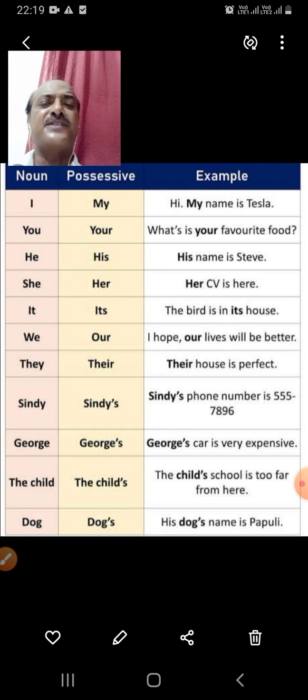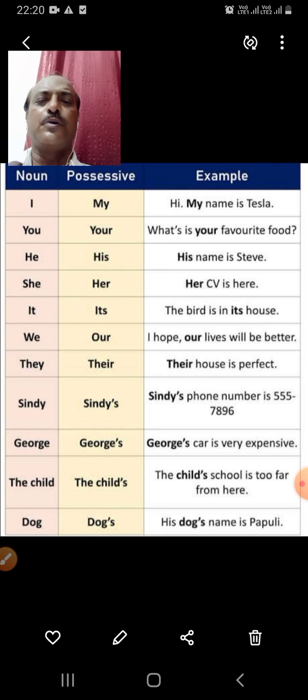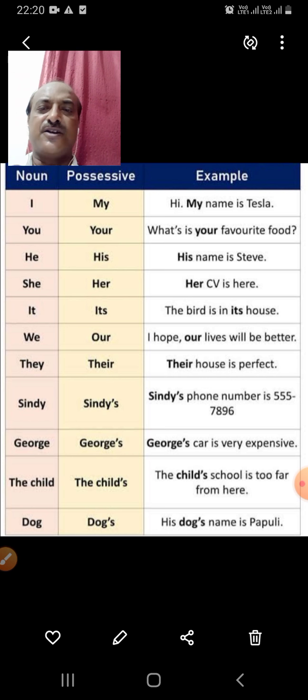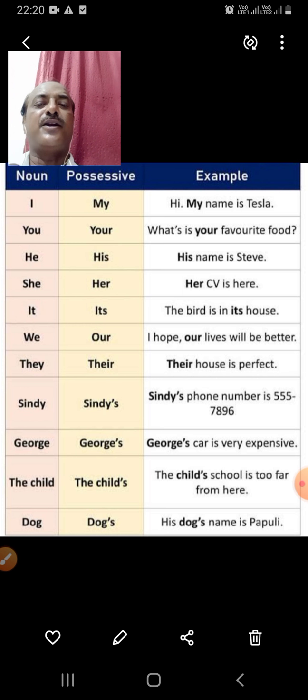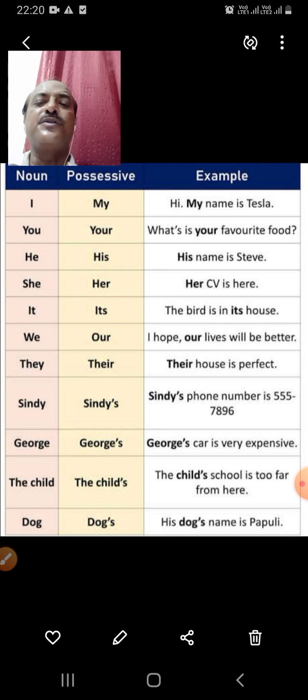Hi, my name is Tesla. This book belongs to me. It is mine. So mine shows possession. You we use in singular also, plural also. What is your favorite food? You are asking the question out here. So your is asking you the possession, what is your favorite food? He, in possessive we use his.